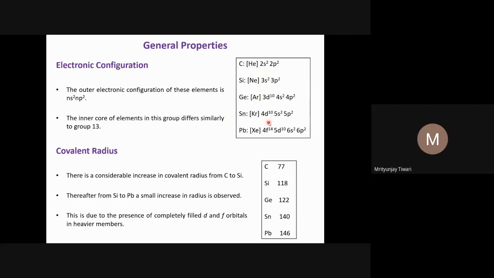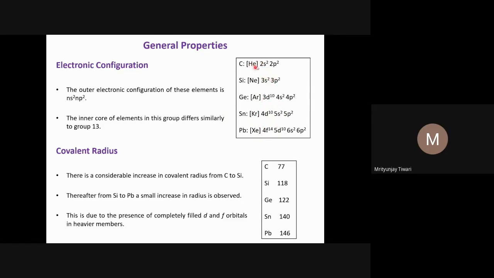Although vacant f orbitals will be available, electrons are not going there, they will start filling only after that. And so lead and even flerovium contain electrons in f orbitals. So the core differs a lot in these group 14 elements.